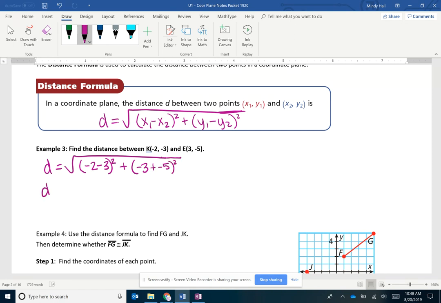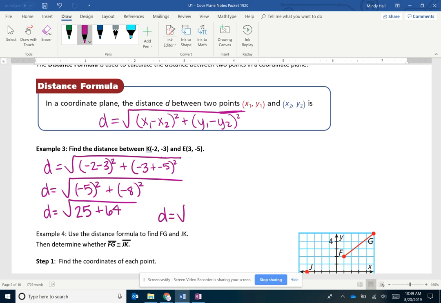So then, to simplify, we do the parentheses first. -2 minus 3 is -5. And then -3 minus 5 is -8. So that's going to be -5 squared plus -8 squared. 5 squared becomes 25, and -8 squared becomes 64. So then 25 plus 64 gives you 89. So we just have the square root of 89, and we don't have any other answer beyond that.